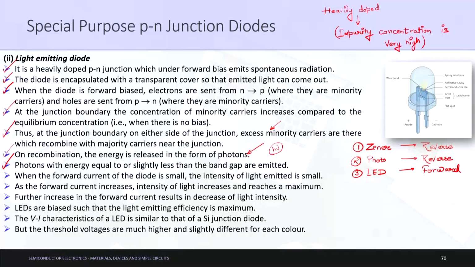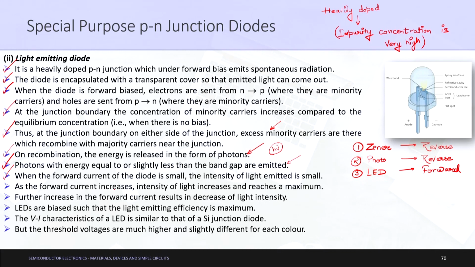Those which have energy less than h nu will be emitted, but basically they cannot be used because the energy is very small for them to move to the next stage. So, photons with energy equal to or slightly less than the band gap, and we know Eg is the band gap here, are emitted.